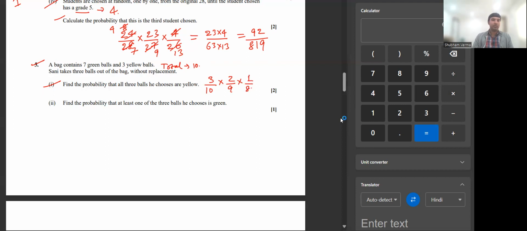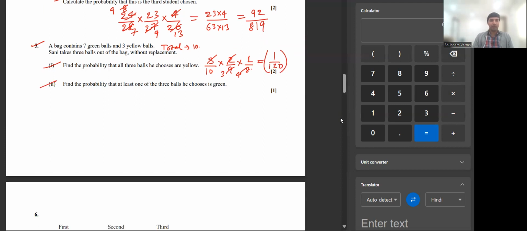Why are we subtracting? Because without replacement. Once the first ball is chosen, how many are remaining in total? 9. And since the first ball is yellow itself, how many yellow balls are remaining? 2. And then the second ball is also yellow, so only one yellow ball is remaining out of a total of 8. So this answer is nothing but 3 threes are, then 2 fours are. So we get 1 divided by 120. That is our answer.